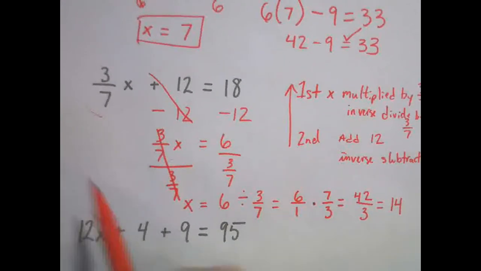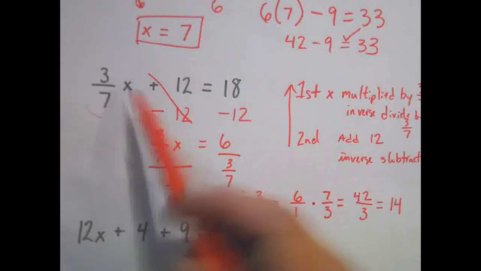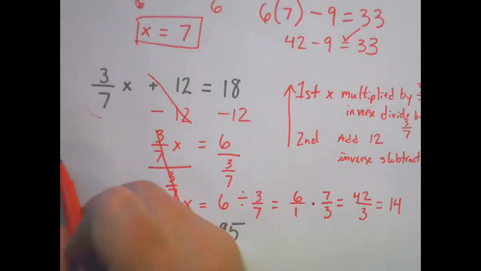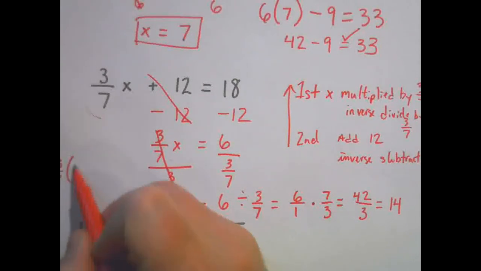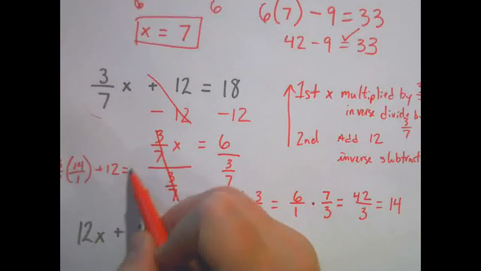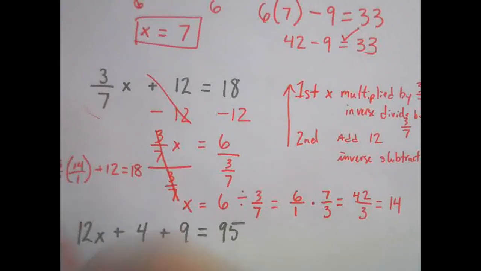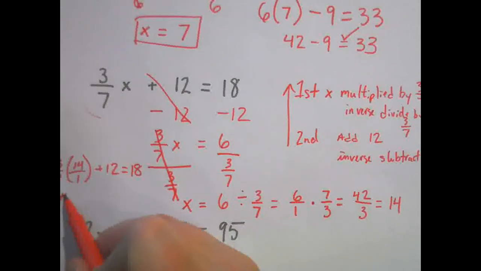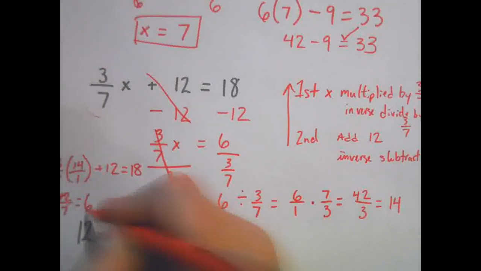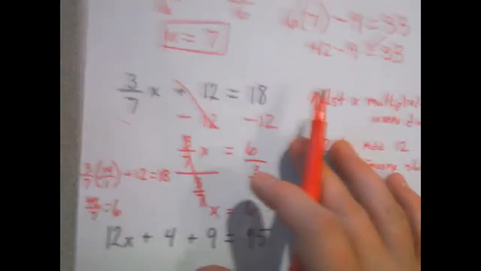So let me try to find a little hole over here. I can put 14 back in and it'll work. Let's double check to make sure though. 3/7 times 14 over 1 plus 12 should give me 18. Well, 3 times 14, we just did that, was 42 over 7. That's 6.